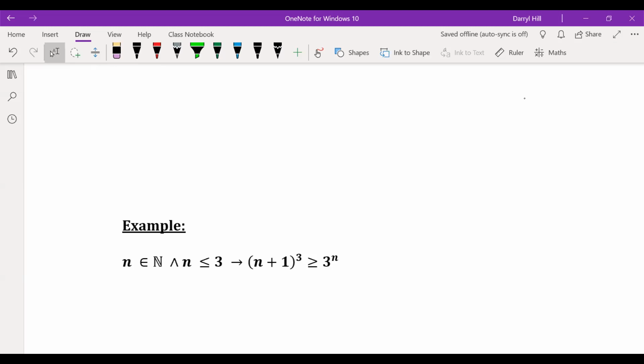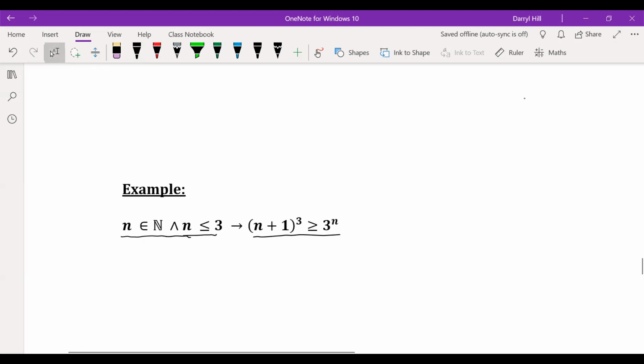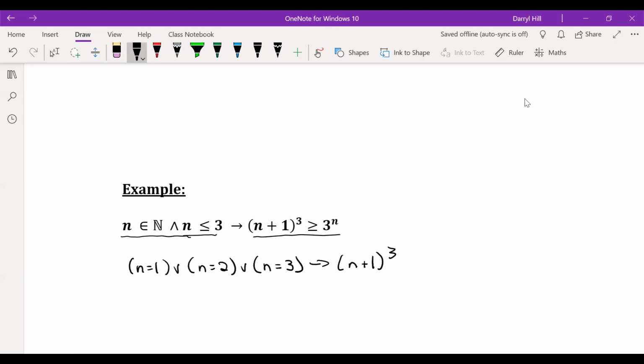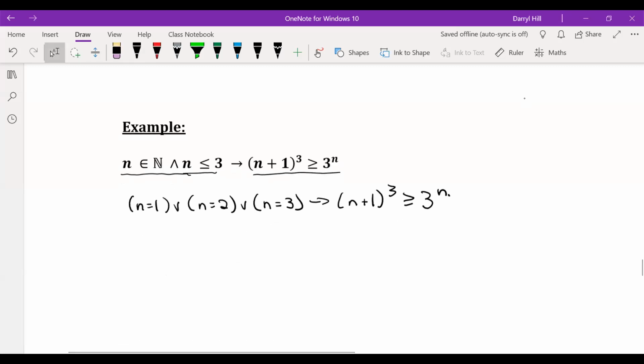So for example, if n is a member of the natural numbers and n is less than or equal to 3, that implies that this statement is true. And the thing about what we've defined here is that there's only 3 possibilities. So we can have n equals 1, or n equals 2, or n equals 3. And then our argument is that that implies that that is true. All right, so we just exhaust all the cases.